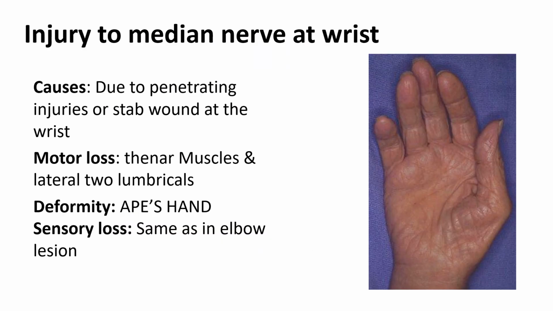Injury of median nerve at wrist joint usually occurs due to penetrating wound or stabbing wound at the wrist. Motor loss: there will be paralysis of thenar muscles and lateral 2 lumbricals, and we will get the ape's hand deformity with intact flexion of fingers as well as flexion of the wrist joint. Sensory loss is the same as that of the elbow lesion.